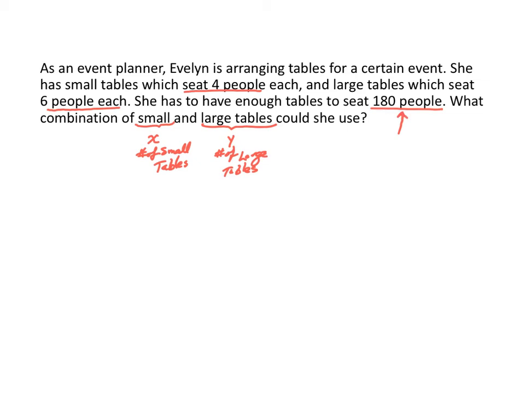So our equation is going to be all about how many seats are available. Each one of these small tables has 4 seats available, so that would be 4x. Each one of the large tables has 6 seats available, so that would be 6y. And that should be the total number of seats that are available, which we need to have 180 seats available for 180 people. So there's our equation, 4x plus 6y equals 180.